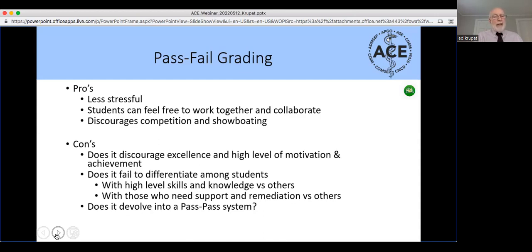Everybody can feel free to collaborate. A stronger student can work with a weaker student. A weaker student can be helped by, whether it's faculty or other students. Everybody can feel like they're just working together because the pressure isn't on to outperform anybody else. So it really does discourage competition and showboating. The so-called gunners don't have to go crazy.